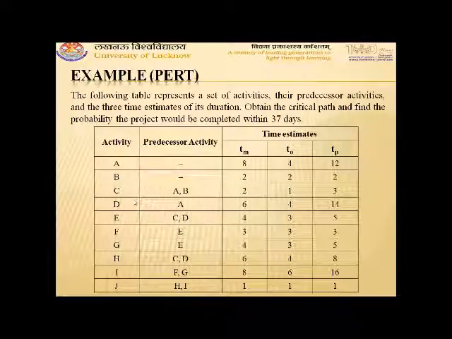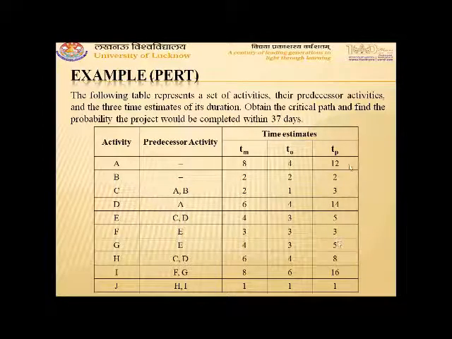So for example, I have taken this chart where activities are given, their predecessor activities are available, then their most likely time, optimistic time, and pessimistic times are available.